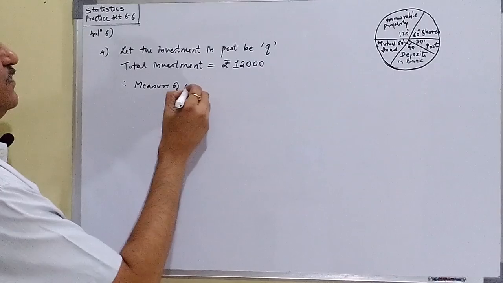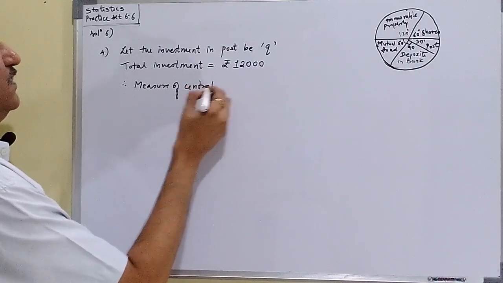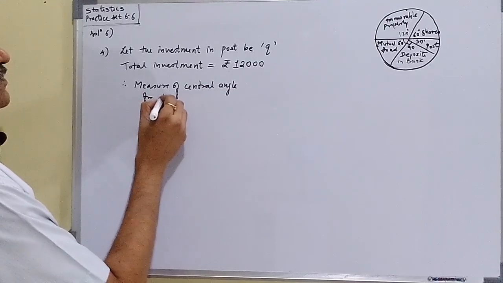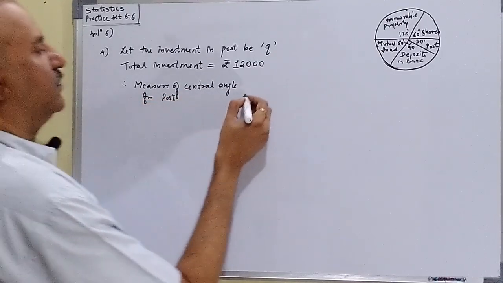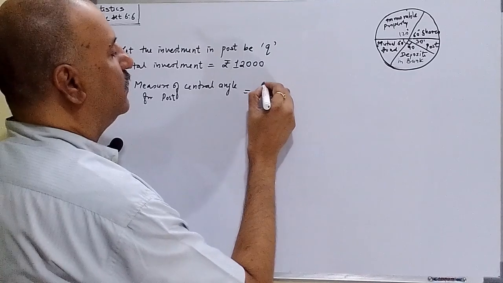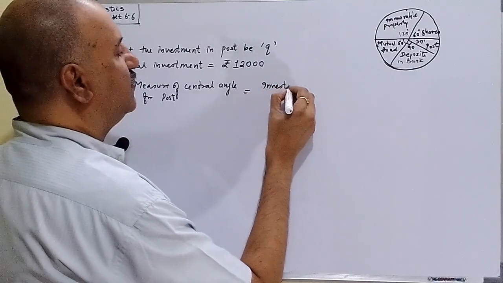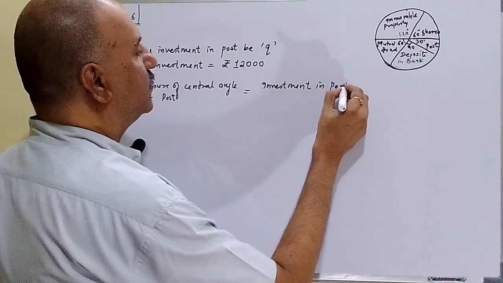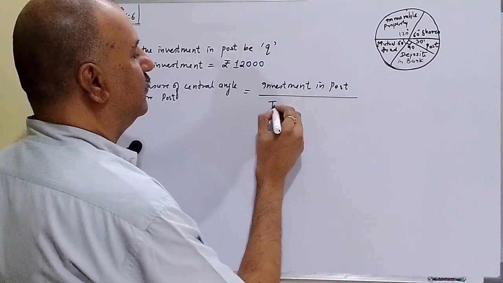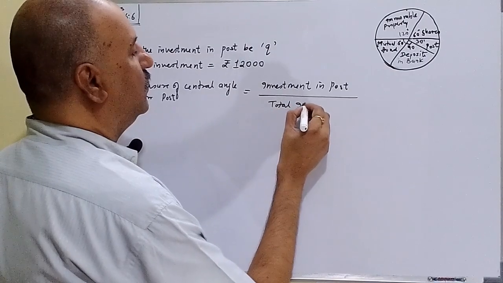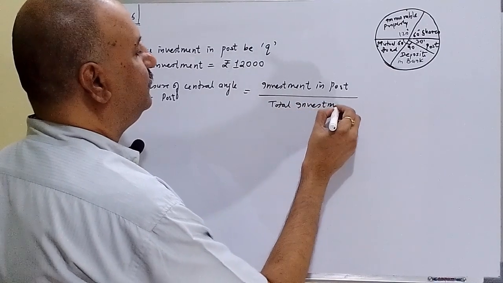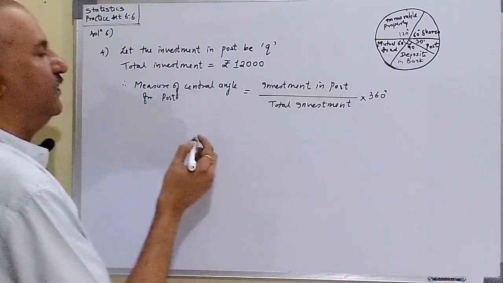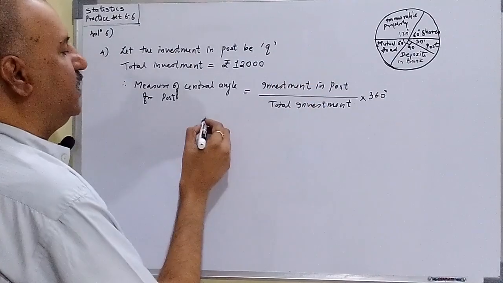Now start with the formula. Measure of central angle for post equal to investment in post upon total investment into 360 degrees. So this angle is 30 degrees.